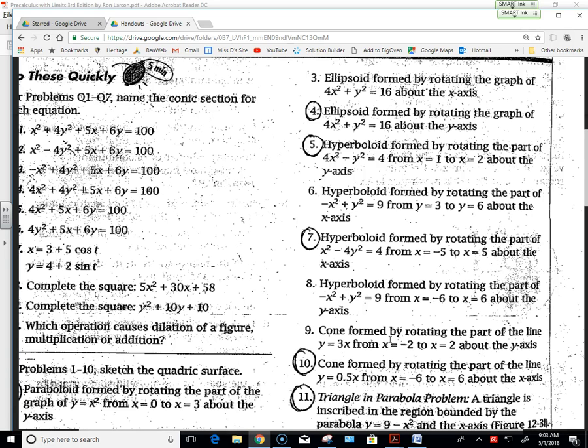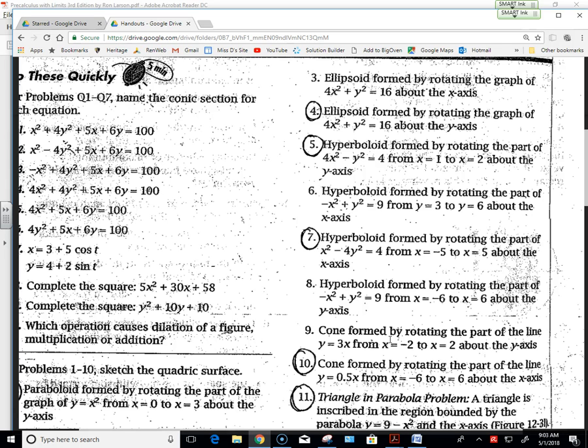If you spin around the transverse, they stay separate. They're two sheet. If you spin around the conjugate, it's one big hourglass, one sheet. Okay, what am I missing? Ellipsoids, hyperboloids, paraboloids. Paraboloids always spin around what axis?